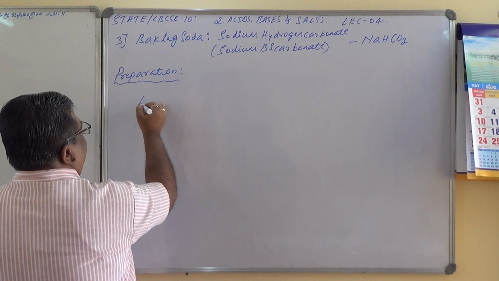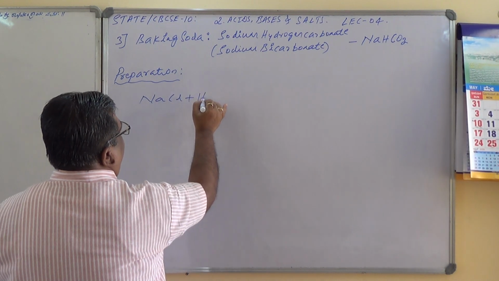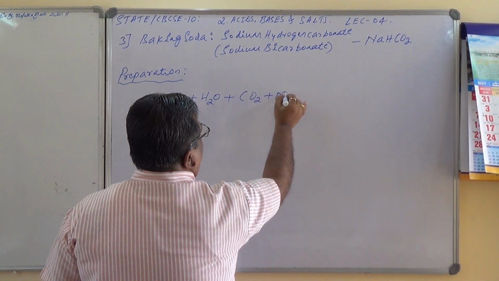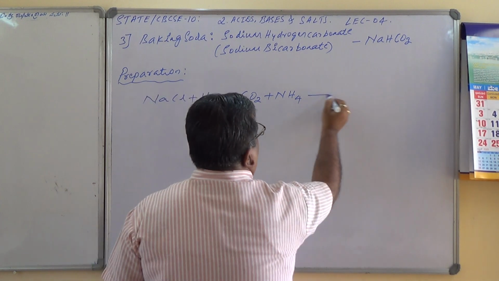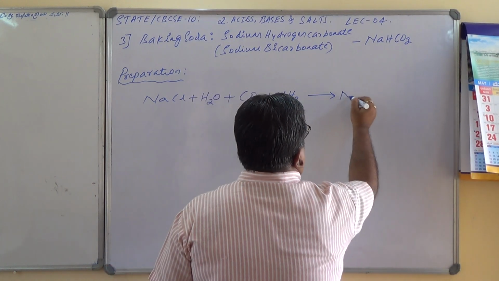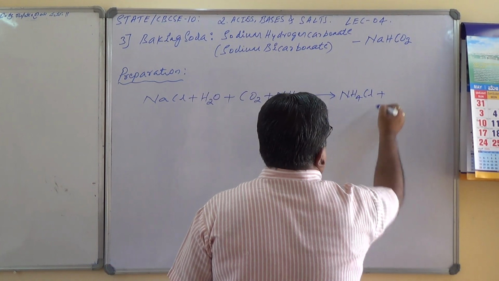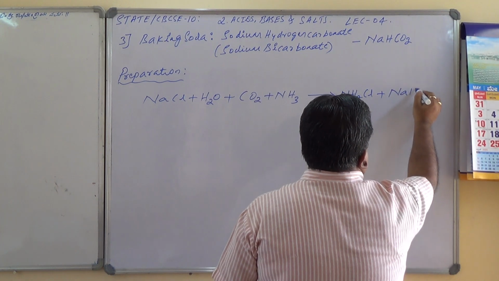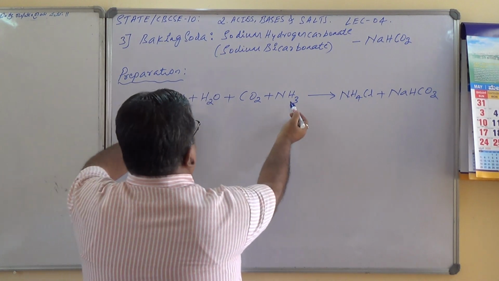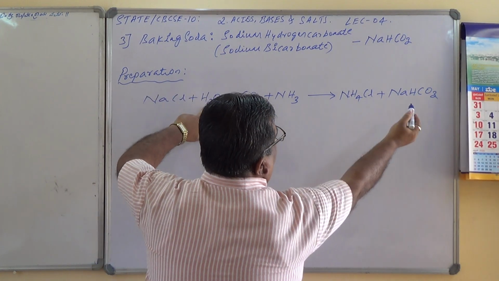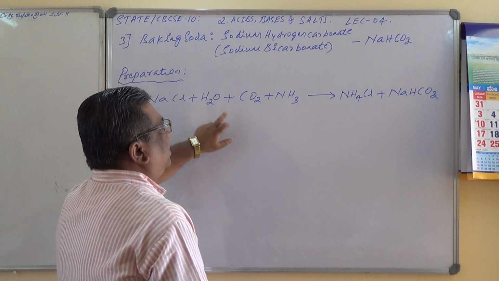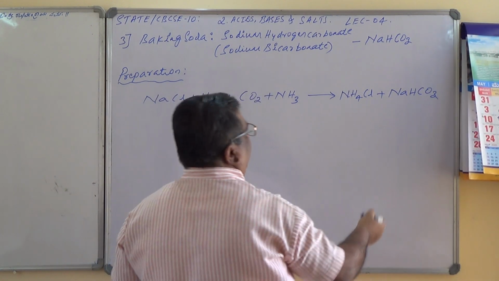So what are the chemical reactions? Sodium chloride solution plus carbon dioxide plus ammonia, NH3, not NH4. This gives you ammonium chloride, NH4Cl, plus NaHCO3. Four plus one, five, it is balanced, isn't it? NaCl plus H2O plus CO2 plus NH3 gives ammonium chloride plus sodium hydrogen carbonate.